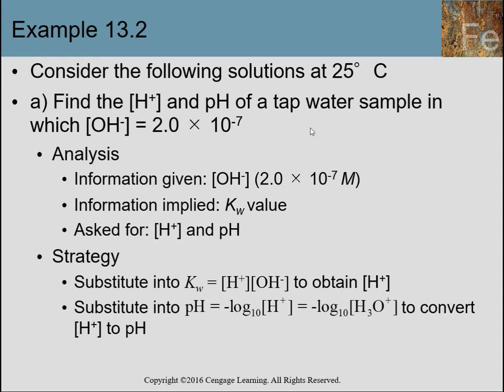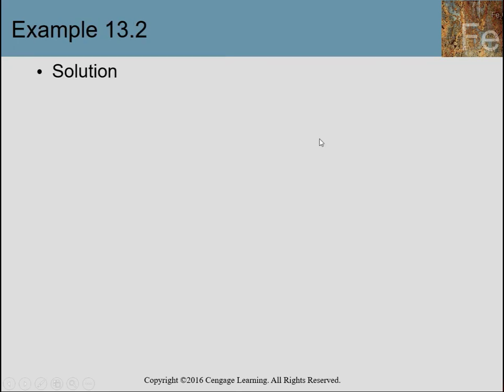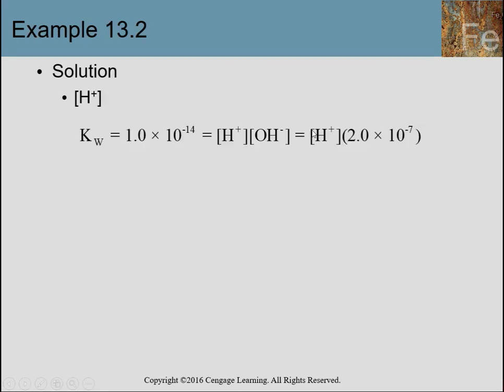They gave us a hydroxide. We're going to use that first equation to get the hydrogen ion, and then we're going to use the pH equation to get the pH. So there's my equation list. We're going to use the first equation first, and then we'll use the green equation second. So for the hydrogen ion, Kw is equal to 1.0 times 10 to the negative 14th. So we need to divide both sides by 2 times 10 to the negative 7th, and we find that the hydrogen ion concentration is 5 times 10 to the negative 8th.